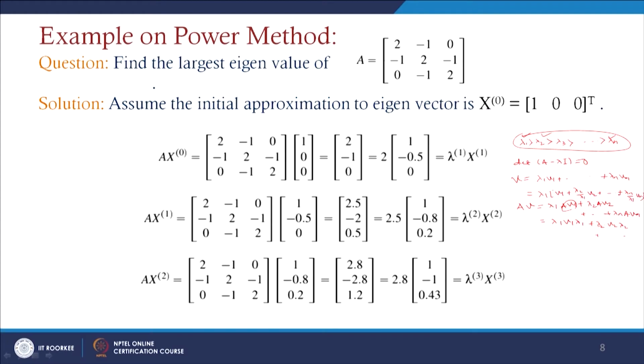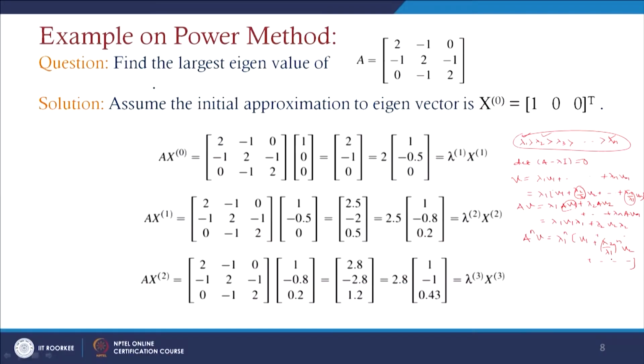And if you see here, lambda 2 by lambda 1 is less than 1, and lambda n by lambda 1 is also less than 1. Consecutively, if we multiply by the matrix n times, we have A to the power n V. This gives lambda 1 to the power n times V 1 plus lambda 2 by lambda 1 whole power n V 2 plus the remaining elements.